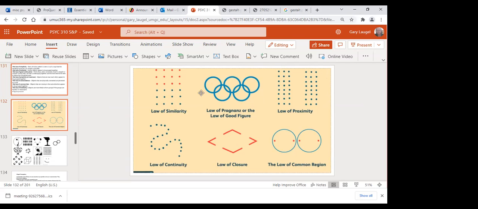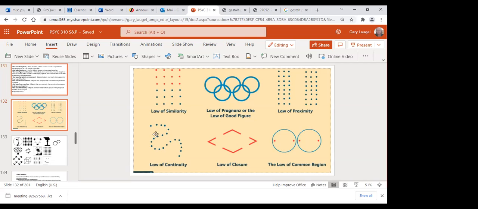The law of pragnanz, the law of good figure. Well, what do we see? We probably see five circles, maybe the Olympics logo or something like that. The point is we're taking some relatively complex shapes here. They don't have to be circles. They could be oddly shaped figures, right? But it's pretty simple to see them as circles.